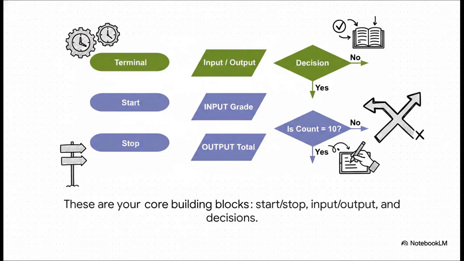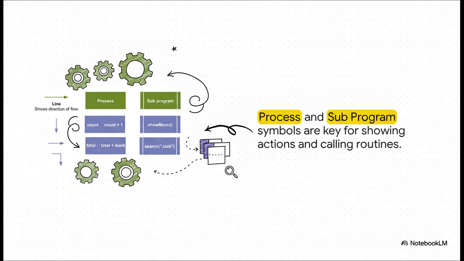Let's break down the basic shapes you'll be using all the time. The rounded one, the terminal, is always your start and stop. Easy. The parallelogram is for any kind of input or output, like a user typing in their grade. And the diamond? That's your decision block. This is where the if this happens, do that logic lives. And here are the other 2 heavy hitters. A plain old rectangle is for a process. That means any calculation, like adding 1 to a counter. The rectangle with the extra lines on the side, that's a subprogram. This is awesome for calling chunks of code you use over and over, which keeps your main flowchart looking clean and simple.